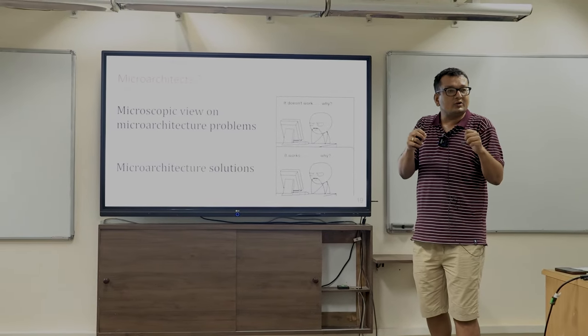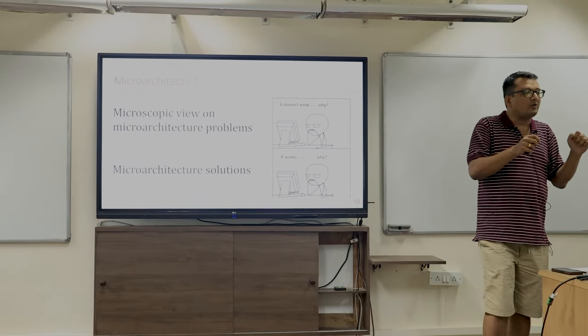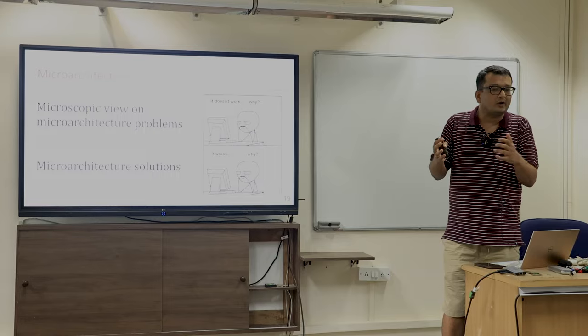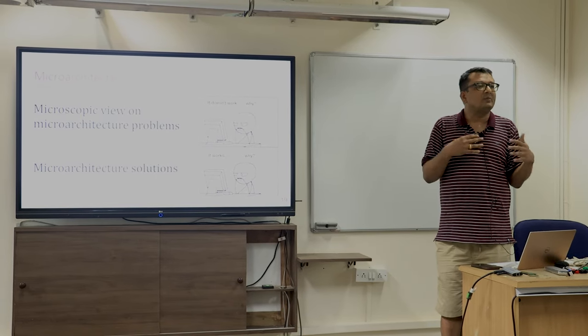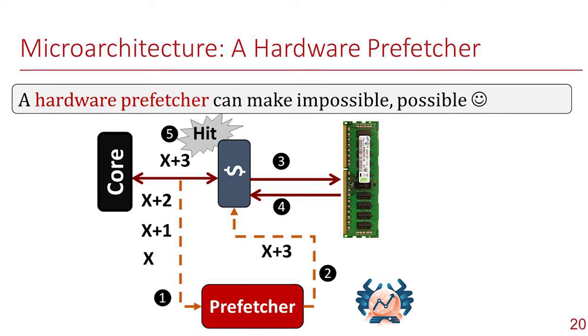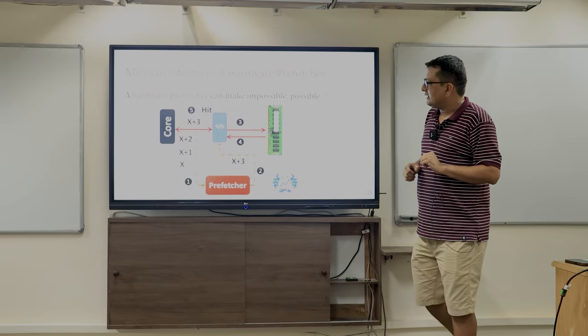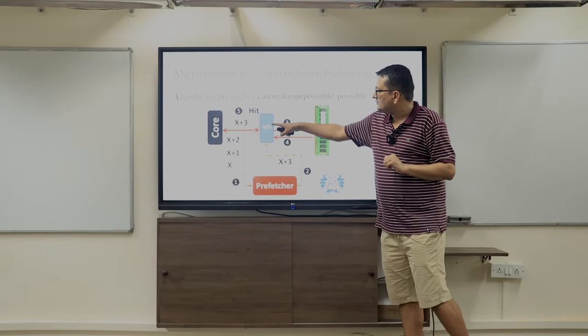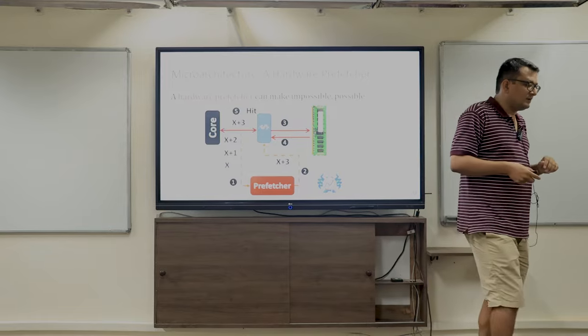And if I understand those interactions, how do they talk to each other, then I'll be able to understand the bottlenecks properly. Then I'll be able to come up with solutions which will mitigate those bottlenecks. So the idea here is a prefetcher, and this guy sits beside a cache. So the dollar sign is actually for cache.